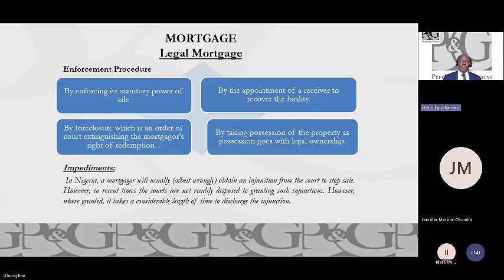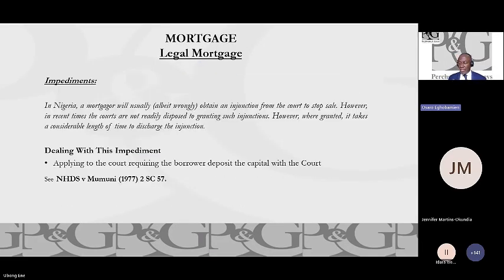But there's a simple way to circumvent this impediment. And I always tell bankers to let your lawyers know that there's a principle in Nigeria that when there's a failed loan, when the loan is non-performing and it has a collateral like a mortgage, and the borrower has gone to court to stop the bank, or in the case of AMCON, from selling the property, the Supreme Court has held that as a condition for granting that injunction, the borrower is supposed to pay the capital at the very least into court or directly to the creditor, the lender.